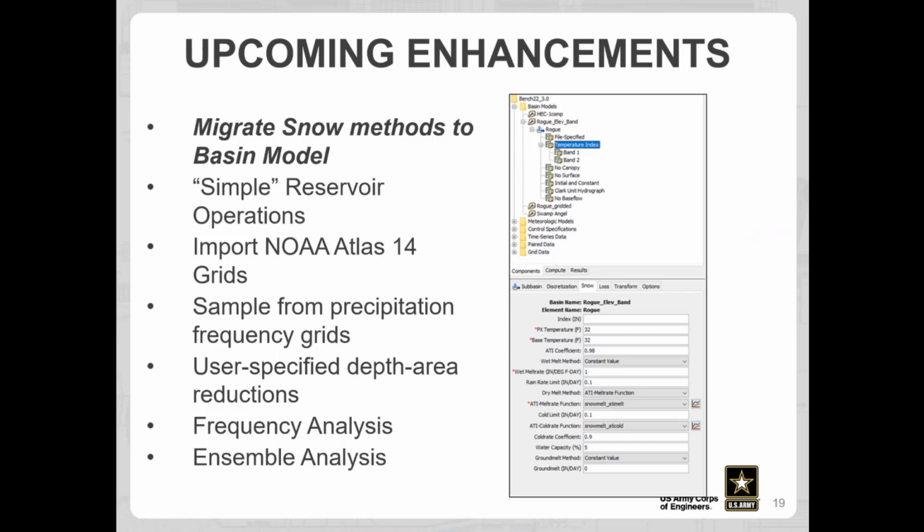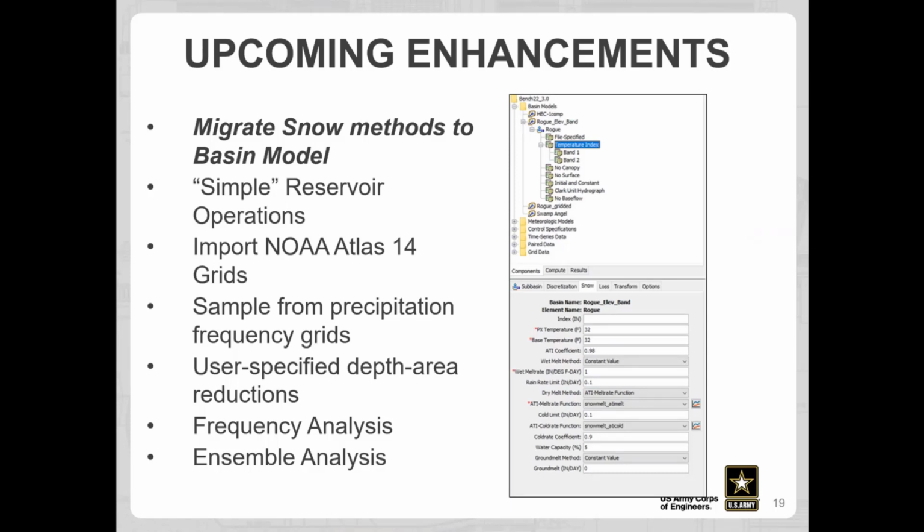First and foremost, we are migrating the snow methods from the MET model to the basin model. This is something that we've wanted to do for years. It's so much easier to manage all this information because it is a basin process. It's not a meteorologic process. What we do with actual snow, how it melts and how it interacts with the subbasins, makes sense to be within the basin model. And this opens up a lot of stuff for us.